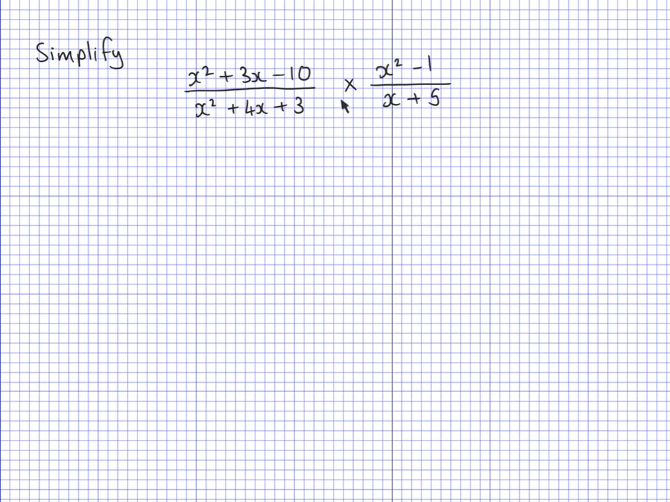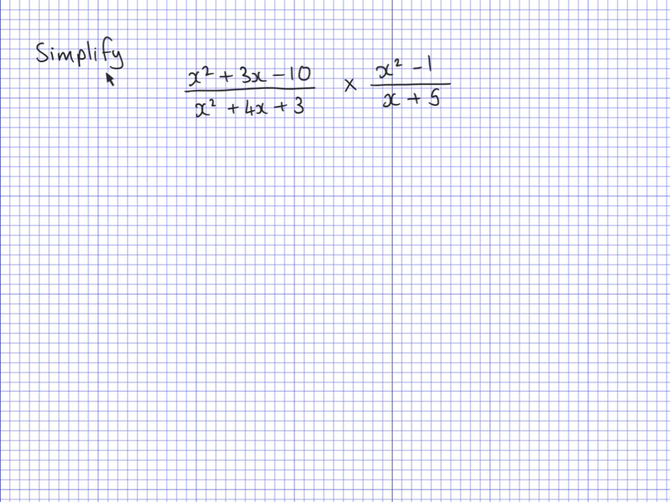Okay, this question asks us to simplify. This will happen when we have a multiplication or division here. Remember, when we have a divide, dividing by a fraction is the same as timesing by the reciprocal of the fraction. So what you can do is change the divide into a times, and the second fraction you can just put the bottom at the top and the top at the bottom.